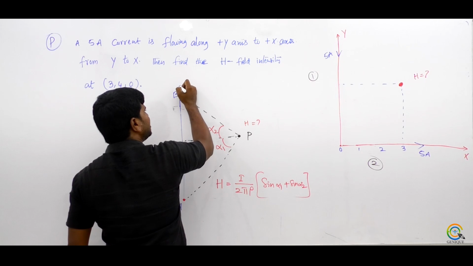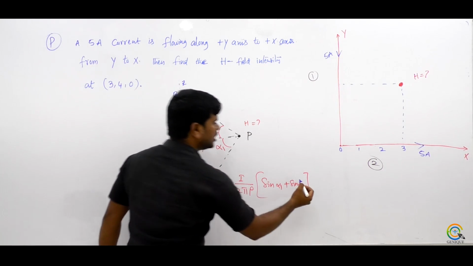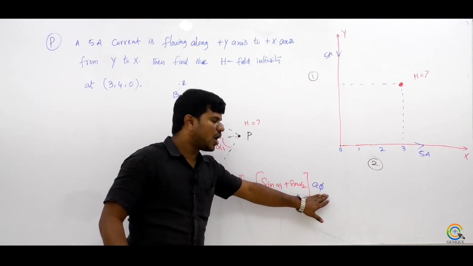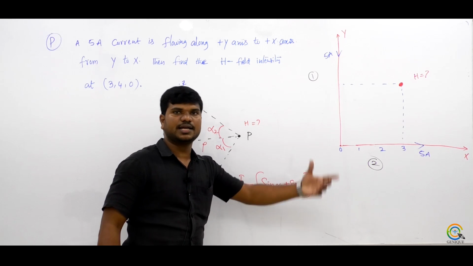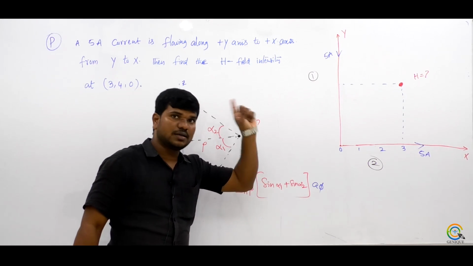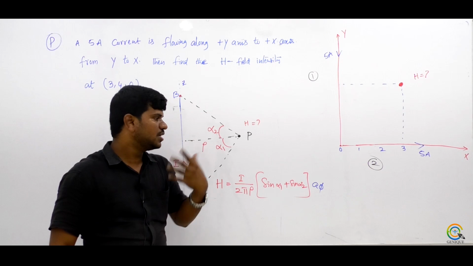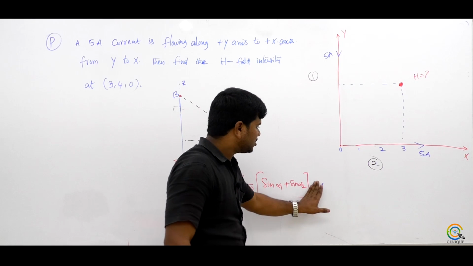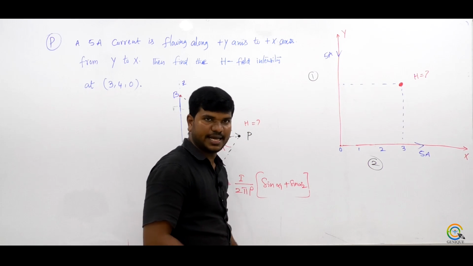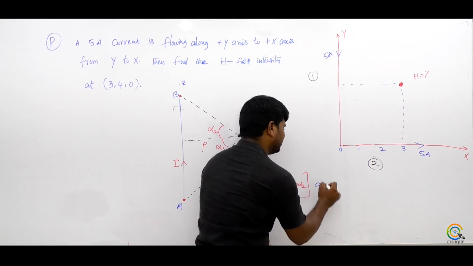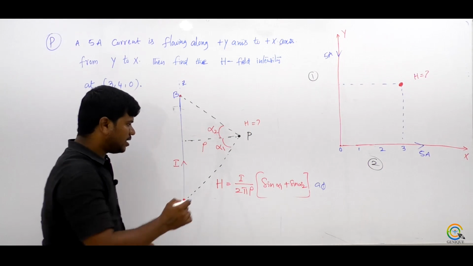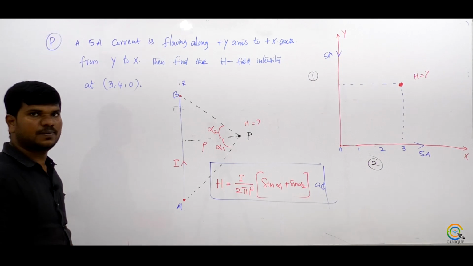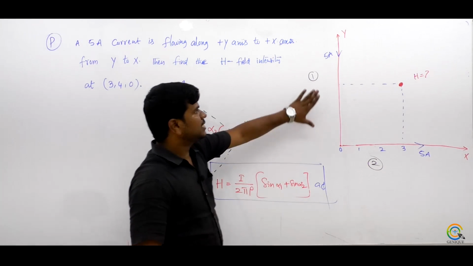Suppose the current direction is in Z and the radial direction is rho, then this will be A phi. But we cannot say it will always be A phi; it depends on the current direction and the radial direction. So that is important: current direction cross radial direction. For here I am writing A phi. No problem. So this is the relation for a finite length line.